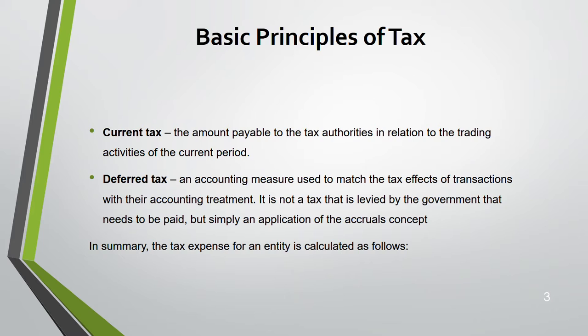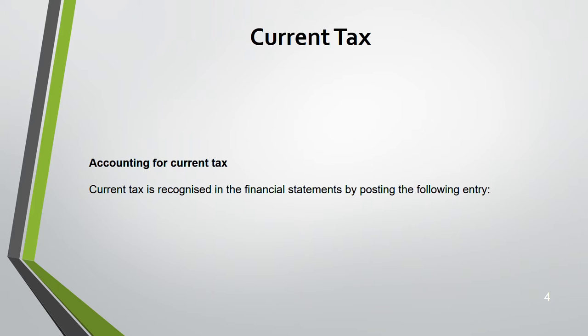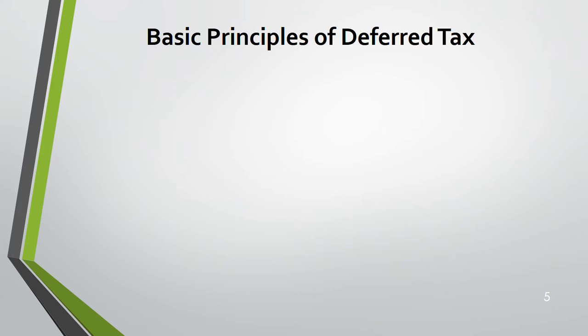In summary, when you have to calculate tax expense in your exam, it is current tax plus or minus the movement in deferred tax, because it can be an addition or a deduction, and we'll see how. The total is known as tax expense, and that goes in your statement of profit or loss. Now how do you account for current tax? You debit tax expense in the P&L account, and you credit tax payable in your statement of financial position. Simple. The problem comes in the deferred tax.